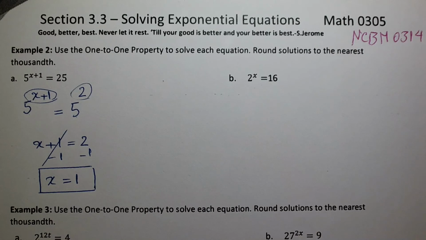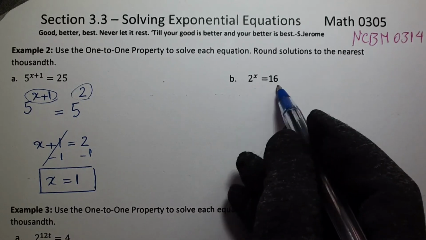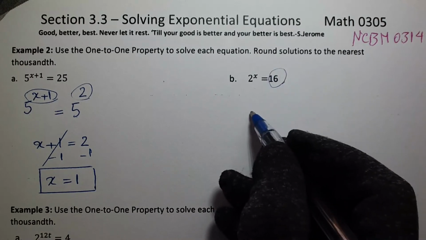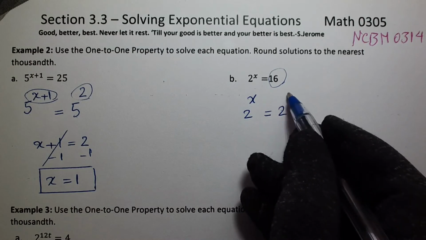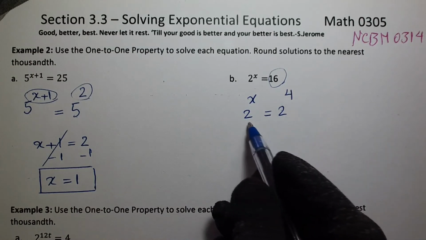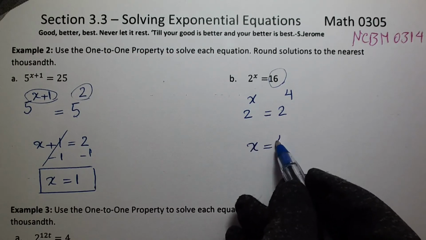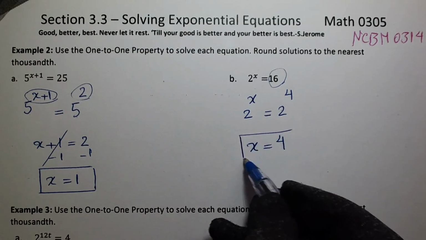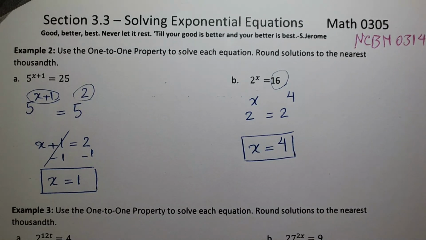Next example, 2 to the power of x equals 16. Again, we need to work on the right side. We know 16 is 2 to the power of 4. Bases are the same, so exponents must be the same. Solution is x equals 4.